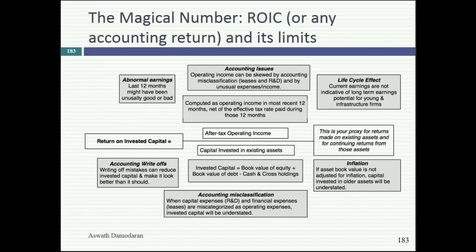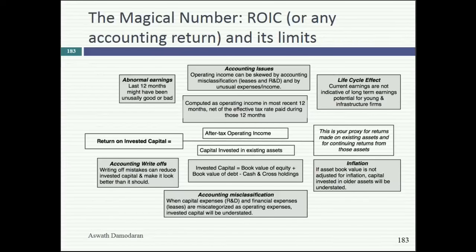You know why it terrifies me? What's in the numerator? Operating income, right? Which is an accounting number. What's in the denominator? Book value of equity, book value of debt minus cash, which is an accounting number. I have one accounting number divided by another accounting number. This is the stuff of nightmares. Because everything accountants do to anything will screw up my return on capital. And guess what? They keep screwing up this number year after year. I have to reverse their screw-ups to get to it.